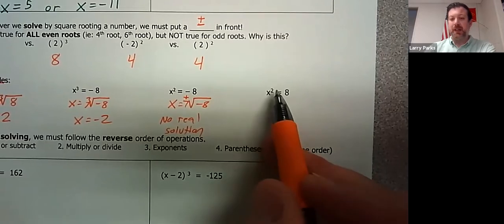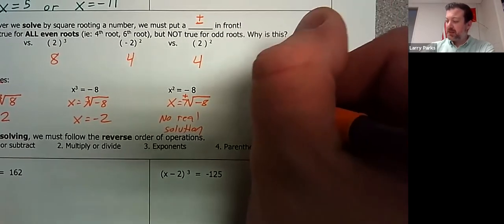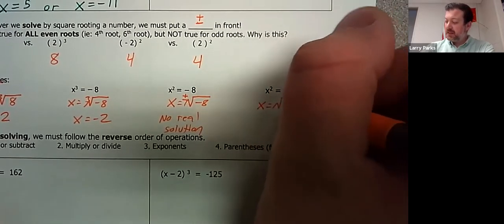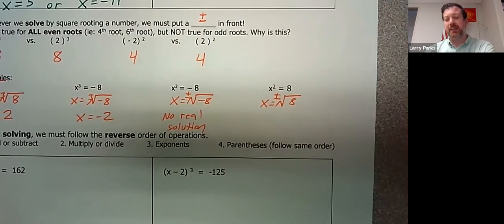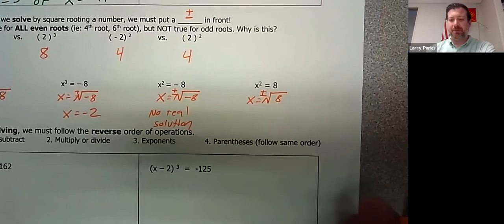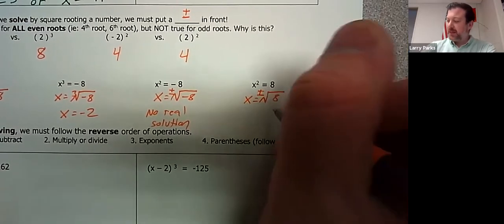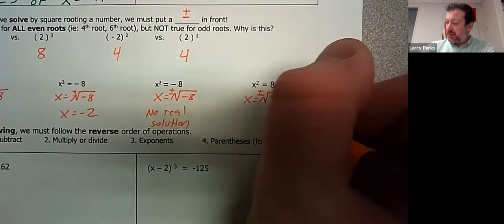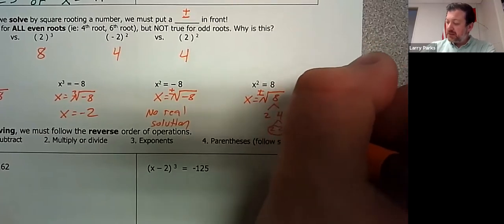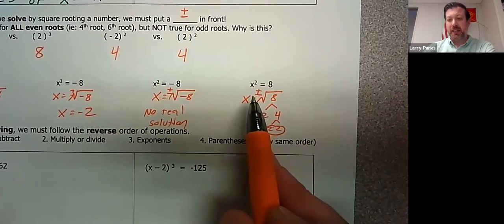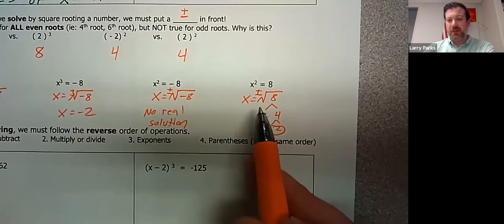And then here, what number squared equals 8? I take the square root of both sides. Positive and negative square root of 8. Which technically I could simplify. That'd be what? 2 and 4, 2 and 2, 1 pair of 2s. So 1 two comes out, so it'll be positive and negative 2 square root of 2.